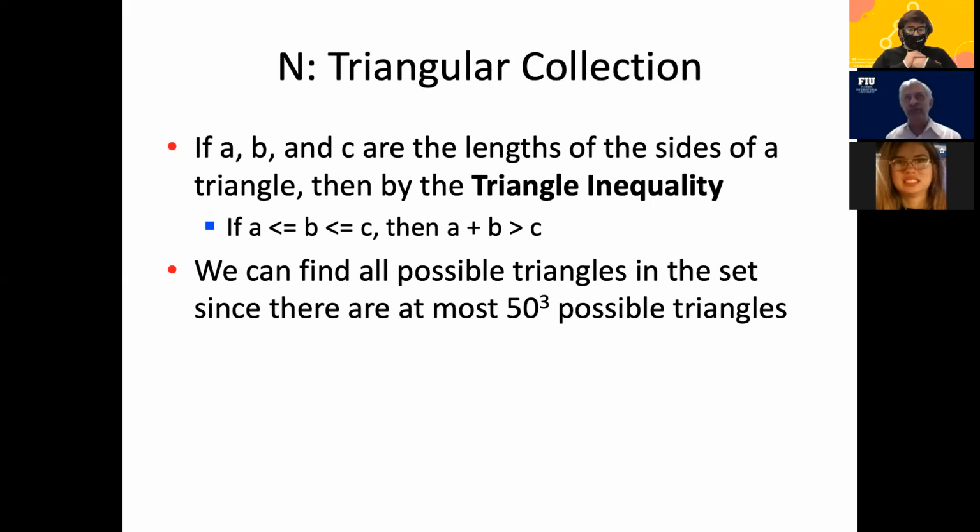Now, here's a possible strategy to find all these subsets. What we can do is first find all possible triangles in the set, and then from there we can use that to find all possible sets that are triangular, that form a triangular collection. Now, for the first part, finding all possible triangles in the set is actually tricky because there are 50 to the power 3 possible triangles. You're told that n is equal to 50, and so the number of possible triples with 3 sides is 50 to the power 3. Is that clear? Now, how big is 50 to the power 3?